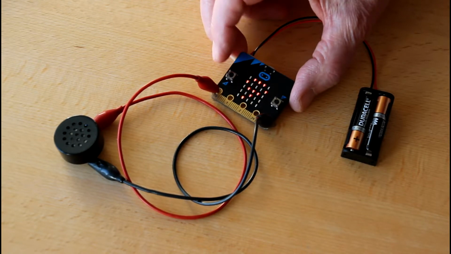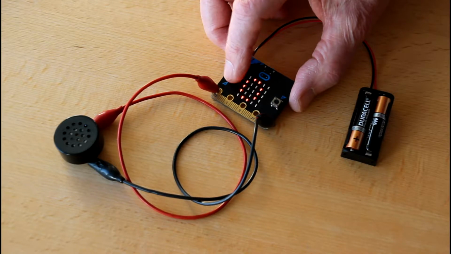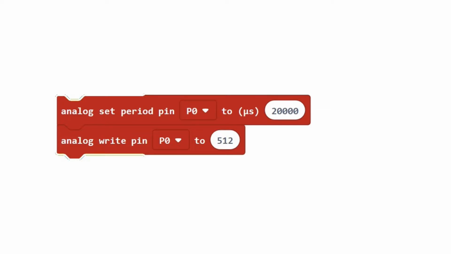P0 and ground on the microbit are connected to a buzzer. A headphone can also be used. When I press button A, the frequency rises up to 18,000 Hz, after which it goes down again to 1,000 Hz. In the program, we will use these two blocks.